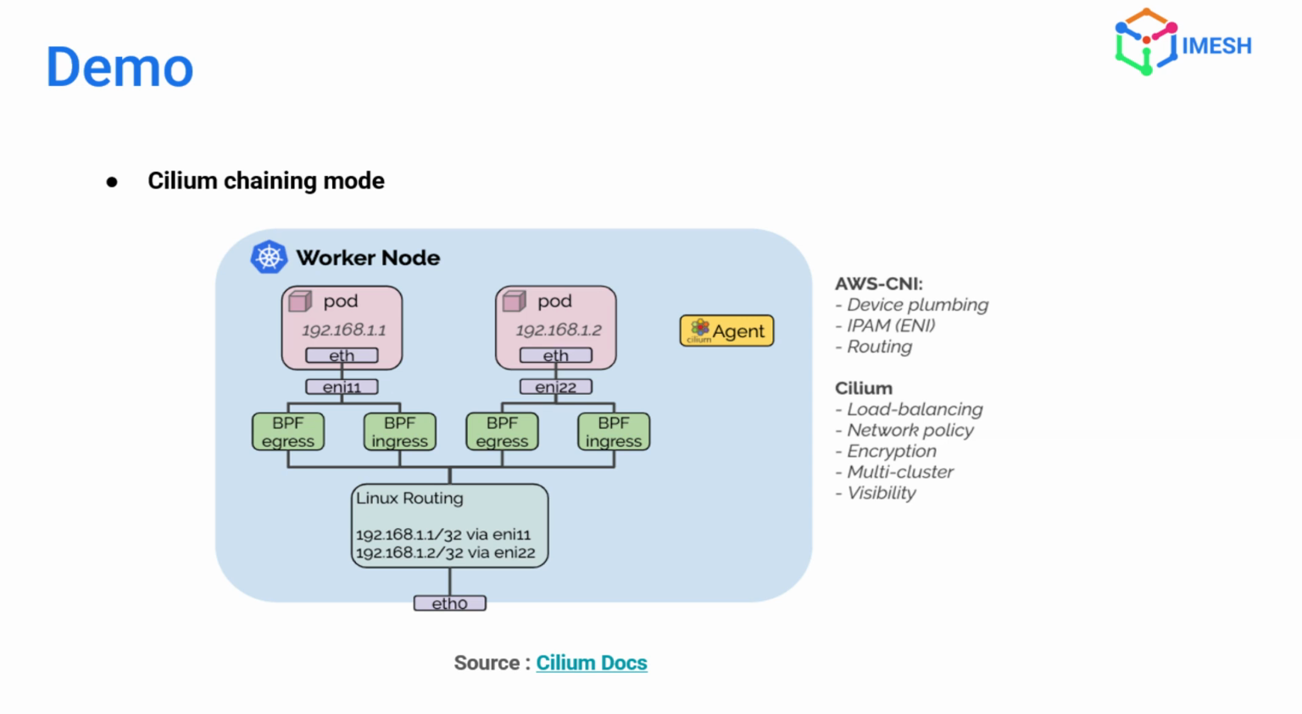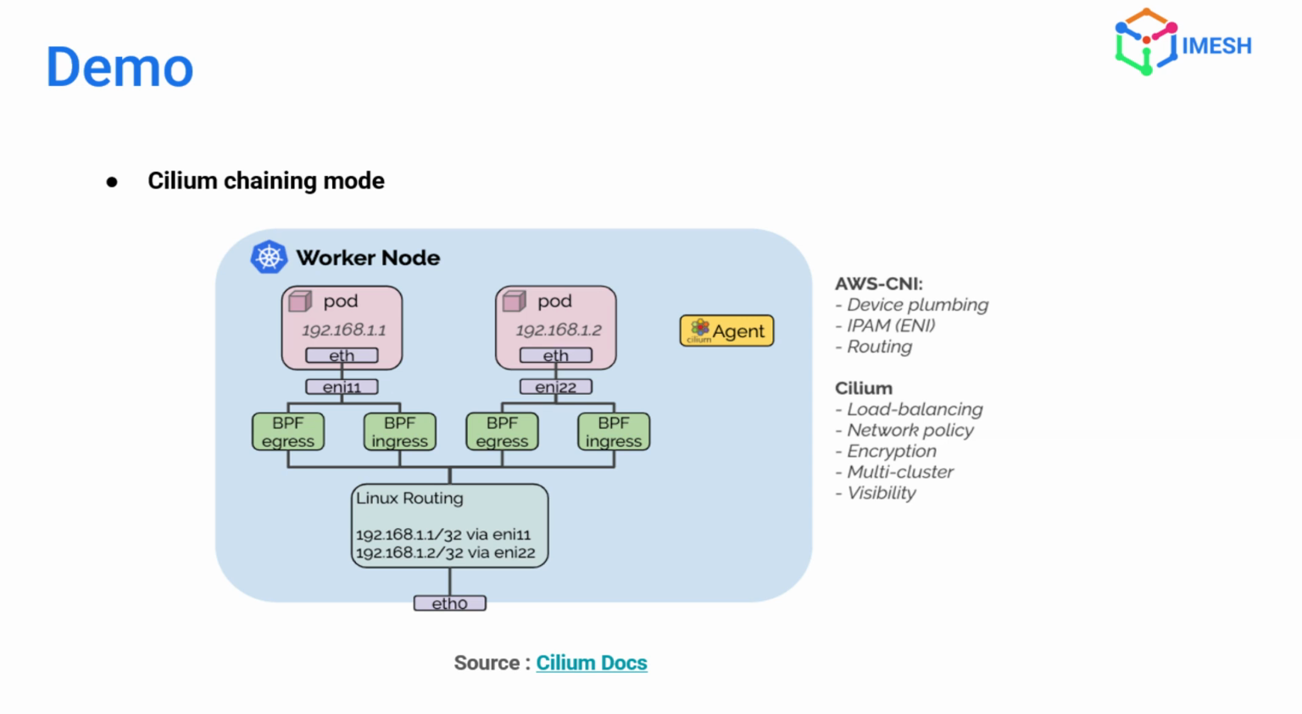What is Cilium chaining mode? Let's use this diagram to see what that means. When you create an EKS cluster, it comes with the default AWS CNI. As you can see, its main job is the device plumbing. It creates the network interfaces, the ENIs, handles IP address management, IPAM, by giving pods an IP from your VPC, and sets up the basic routing in the Linux kernel. But the AWS CNI doesn't provide advanced features like network policies or deep observability.